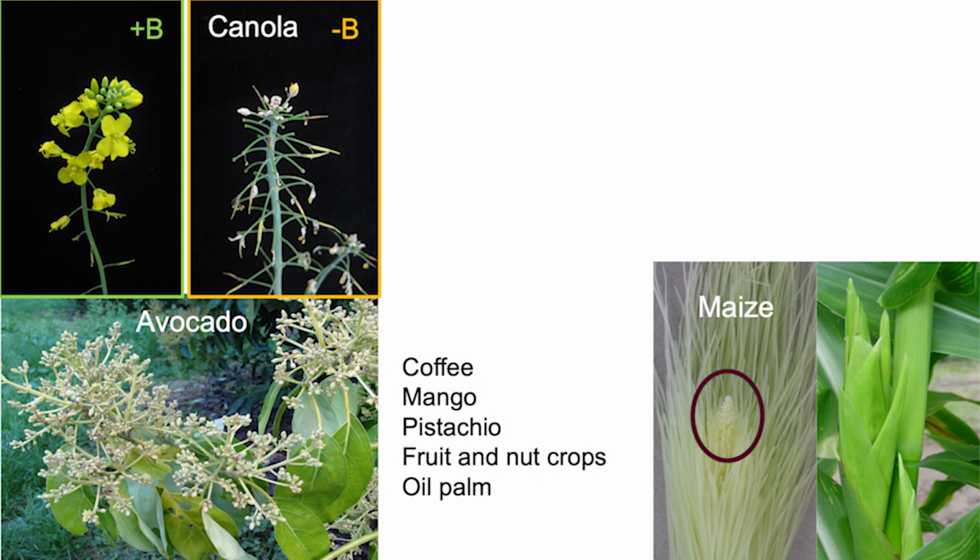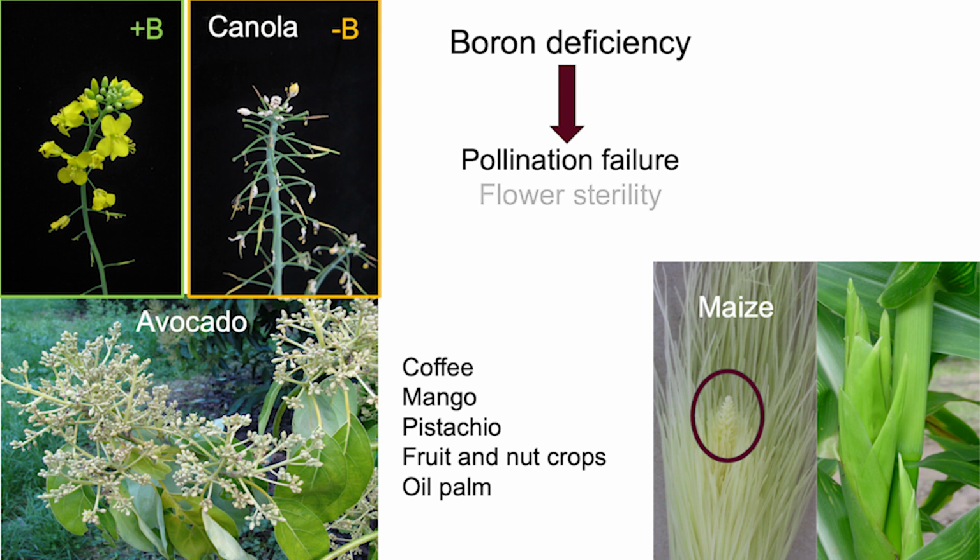Here's a number of species, all showing effects of boron deficiency. Canola at the top, where boron deficiency leads to very poor seed set and pod shattering. The second picture below that is avocado, but a similar effect is seen in coffee, mango, pistachio, and a number of fruit and nut crops, and oil palm, where the flower itself, the female flower, is very poorly formed and fruit set doesn't occur. And on the right is maize. In maize, boron deficiency affects both the male and the female. Boron deficiency is known to affect pollination, cause sterility of flowers, and cause abortion of both the flower and the fruit set.